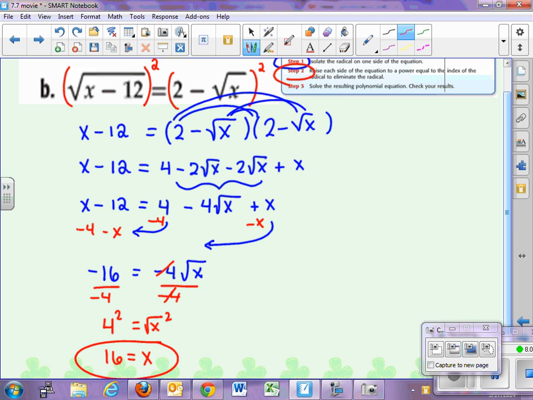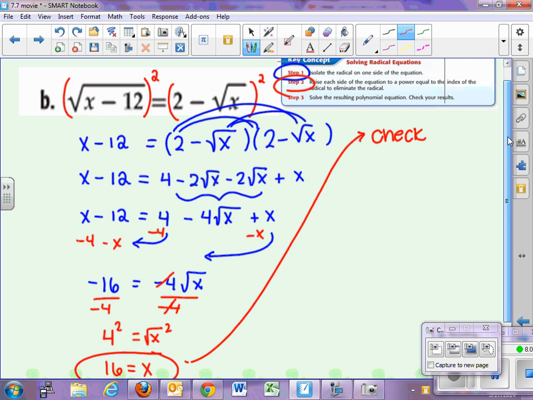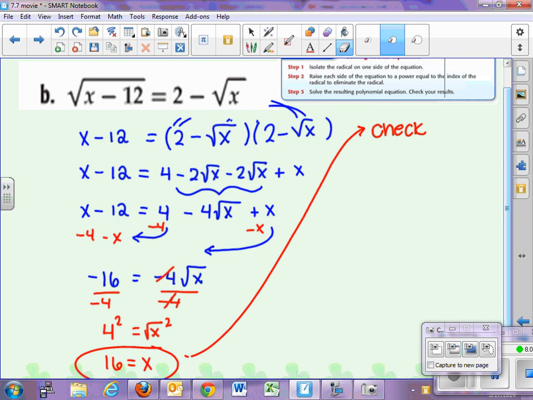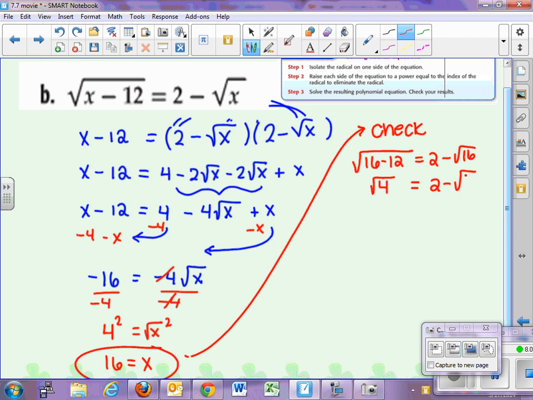That's my answer. And now I'm going to check. Remember, my check is not my answer. X is 16 is my answer. So I'm going to erase this so that I look at my absolute original equation and I plug in 16. I get square root of 4 equals 2 minus square root of 16, which is 4. So I get 2 equals negative 2.